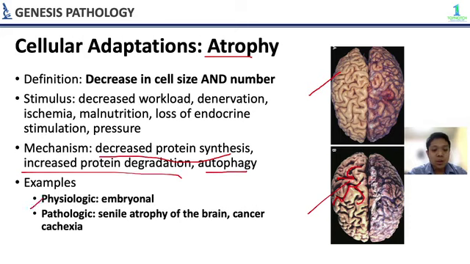So the examples here are embryonal. So for example, yung fingers natin. Usually, nag-start out siya as like one big hand pad. And then, nagkakaroon ng atrophy of the spaces in between the fingers. So nagkakaroon tayo ng fingers, no? Pathologic naman, again, the senile atrophy of the brain and cancer cachexia.